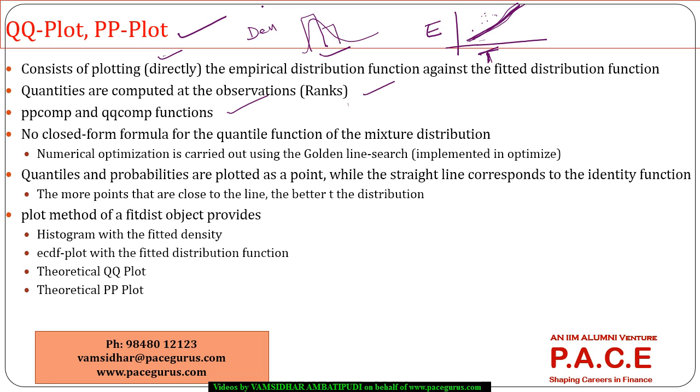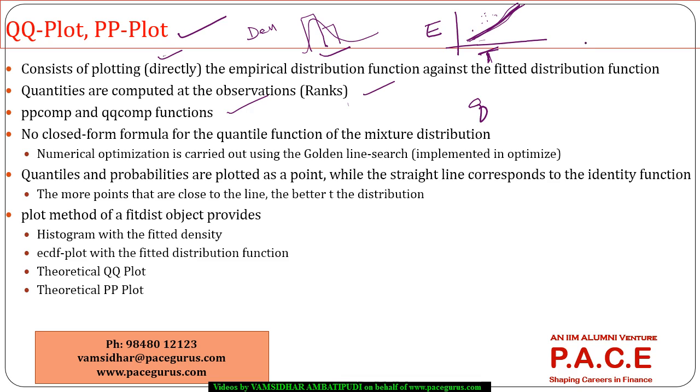For this, the first thing we require, for our mixture distribution at least, is the Q function also, because if I have to plot the QQ plot, I require the Q function for my mixture distribution, which has to be a function of both Q as well as P. So we can use the PP comp and QQ comp functions. But of course, if I have my own mixture distribution, I have to write the Q function also.